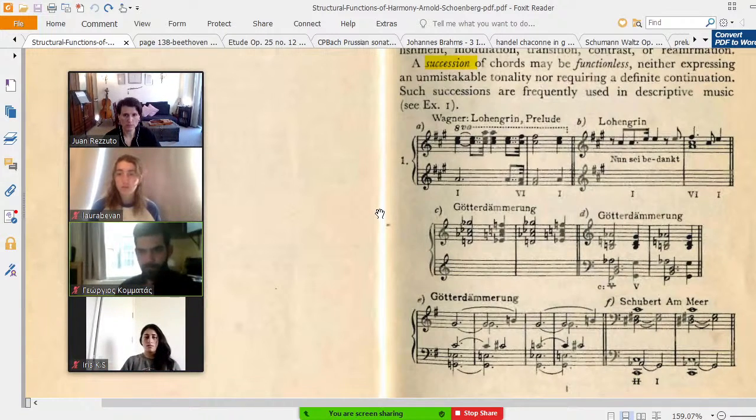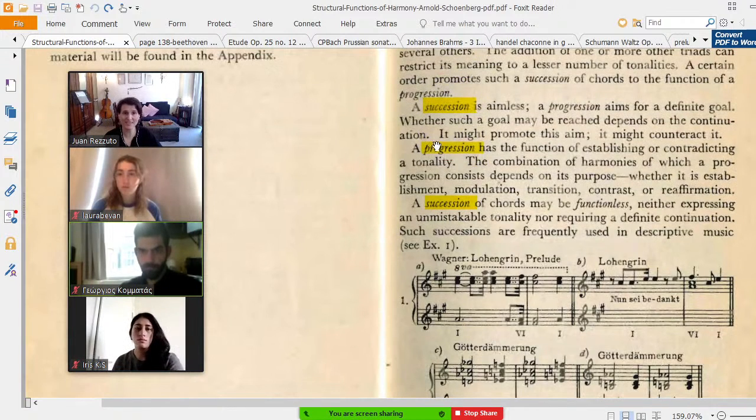Without function, without hierarchy. They don't have to express a form or a structure in time. There are no framing functions in that kind of music. So please be aware of that. So a succession is aimless. A progression aims for a definite goal.